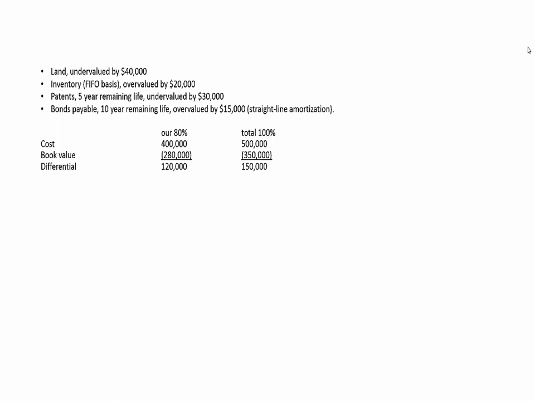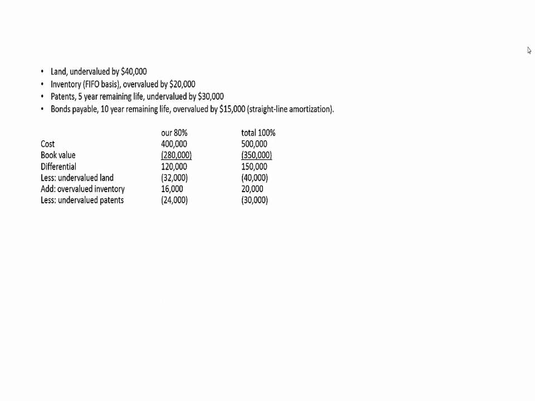more than book value? Well, they've got some undervalued land. The land is worth more than book value, therefore the company is worth more than book value. So we're explaining away part of that differential. $40,000 total misvaluation, our share $32,000. Inventory is overvalued, so we're going to go ahead and add that. $20,000 total, our share $16,000.